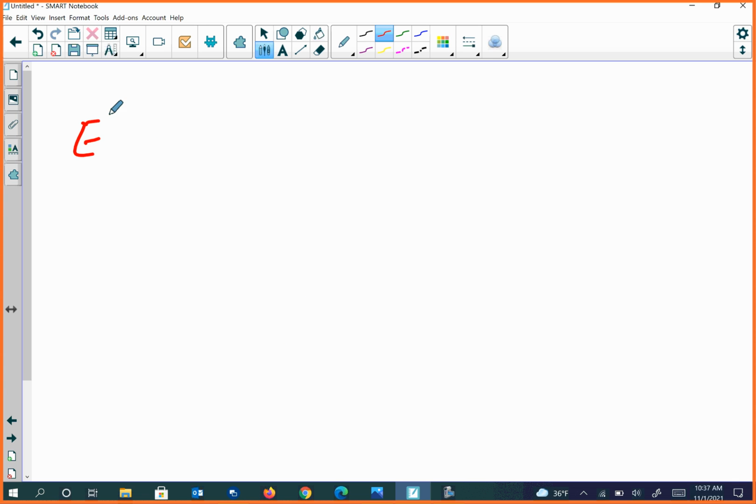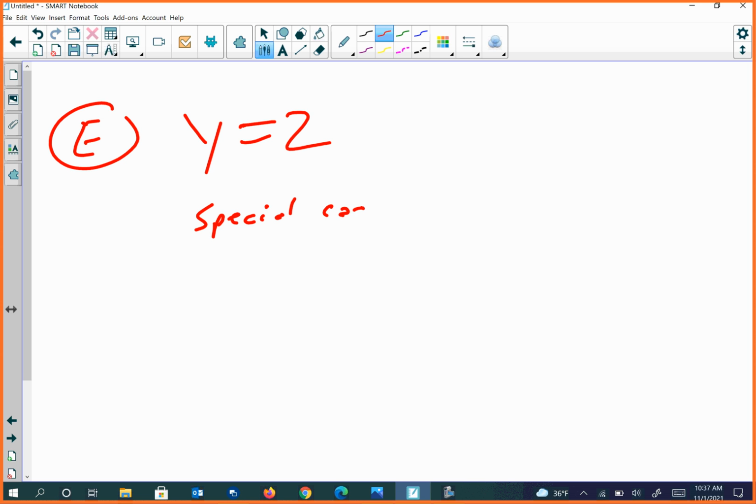Letter E, we have Y equals 2. Okay, so question 1. Are X and Y both on the same side of the equal sign? Well, I don't have both letters there, so it's got to be no. Can I find the slope and the Y-intercept? Maybe. Question 3, is there at least one set of parentheses? No. So is this a special case? This is our other special case. So Y equals 2 is a horizontal line.